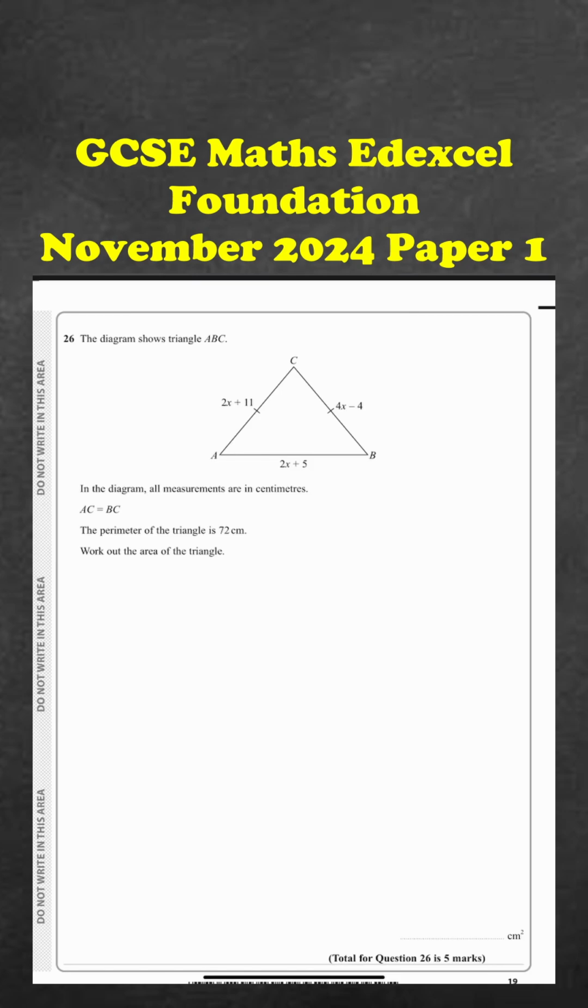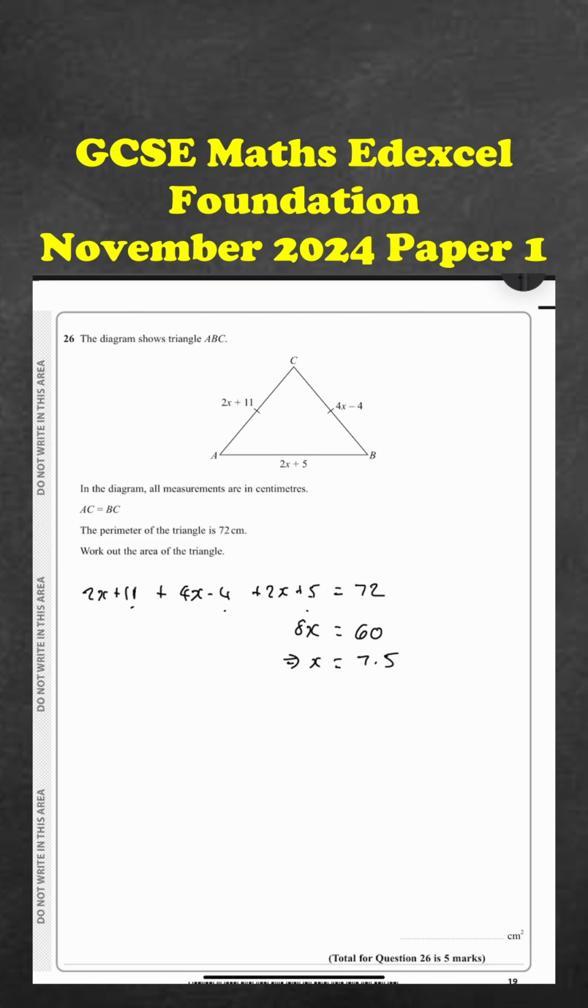So, we know the perimeter is 72, so we can say 2x plus 11 plus 4x minus 4 plus 2x plus 5 equals 72. So if I put all of the numbers together, we're going to do 11 minus 4 is 7, plus 5 is 12. Take it onto the other side, we get 60. Put all the x's together, we get 2, 4, and 2. 8x equals 60. Therefore, x equals 60 divided by 8, which is 7.5.